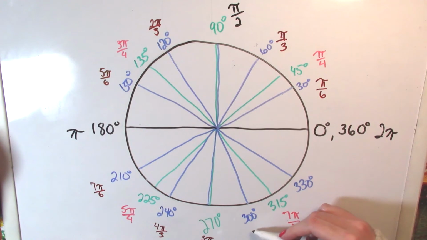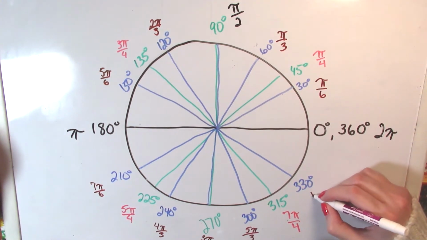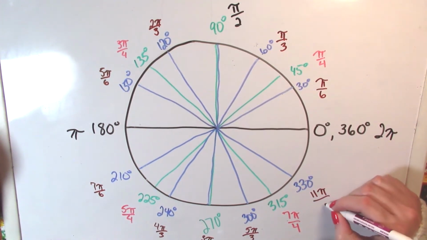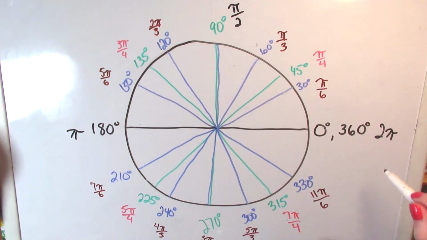This is going to be 10 pi over 6, which is going to reduce to 5 pi over 3. Then we move on to 11 pi over 6. And then the last one would be 12 pi over 6, which reduces to 2 pi, which makes sense. You did it, guys. That's the whole thing.